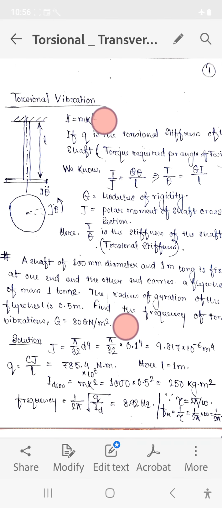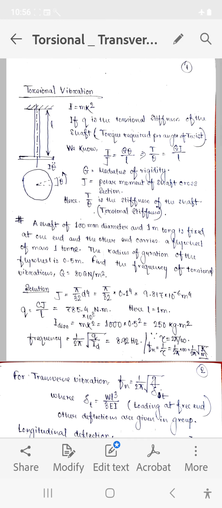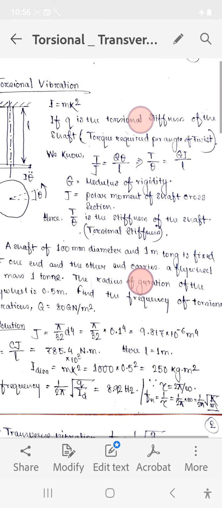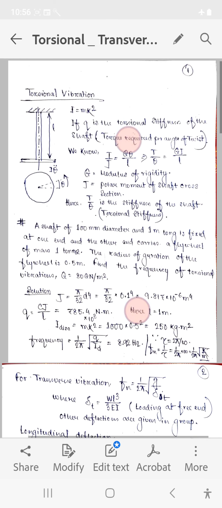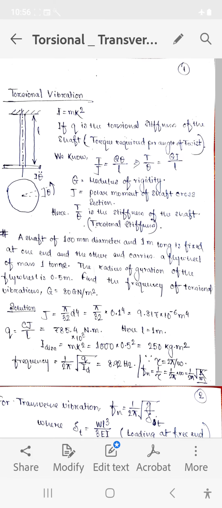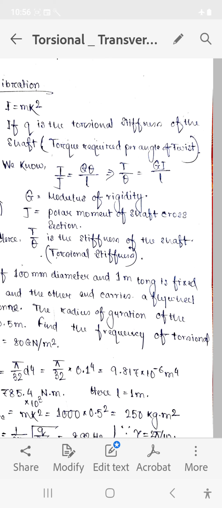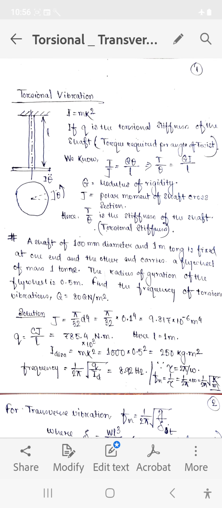Now T by theta, obviously from here we are getting T by theta equal to GJ by L. Now T by theta is the torque required, that is the stiffness of the shaft, the torsional stiffness, meaning the torque required per unit deflection. Like the spring stiffness, which is the force required per unit deflection of the spring. In such a way, per unit angle of twist the expression is T by theta, which is GJ by L. That is the standard relation, and in that way we are getting the stiffness here.